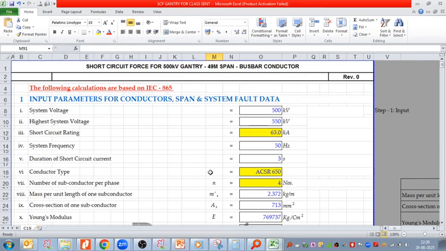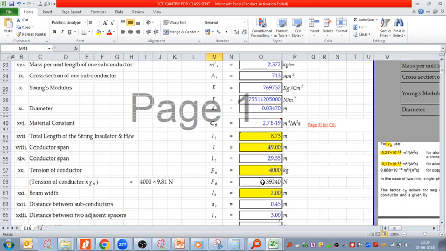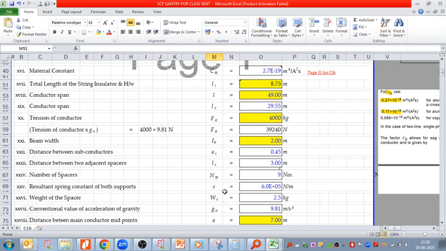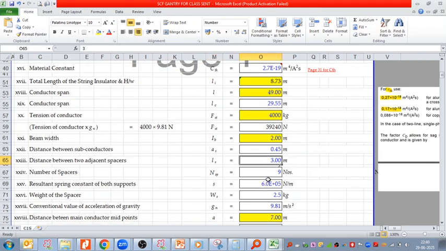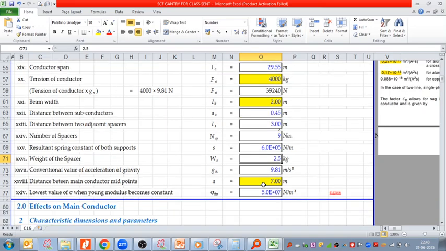Here, if I am using a single conductor, first of all, between two adjacent spacers I put 0. Number of spacers 0. There is no spacer. S would be there, but weight of spacer 0. So all those things would be zero. Maybe this will come for 132 kV.